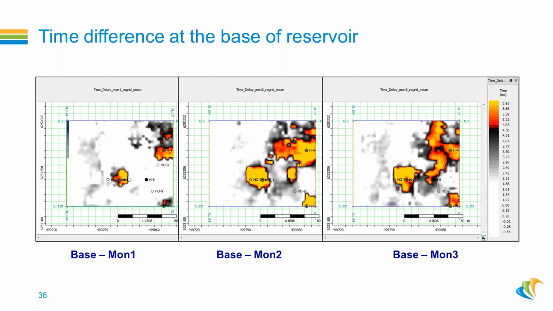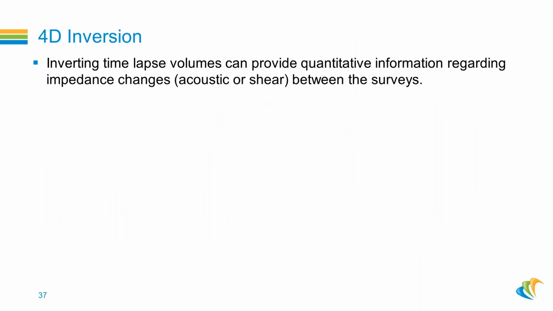This is one way of interpreting the fields, and it shows the gas front, and we can use that to see, for example, that at this point we don't have any sweeping happening, so maybe we can drill some well here and do injection somewhere there. 4D inversion is another way. This is the way that we do amplitude variations analysis between the monitors and the reference. So inverting time-lapse volumes can provide quantitative information regarding impedance changes.